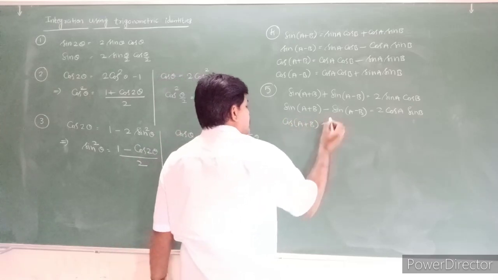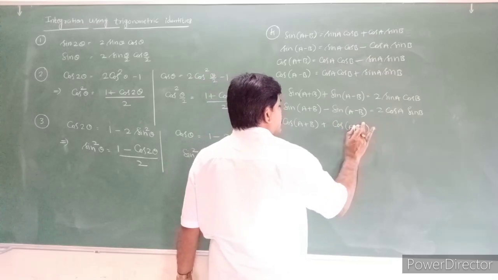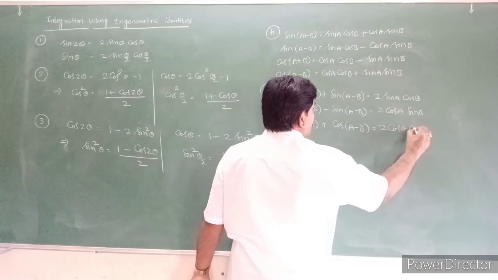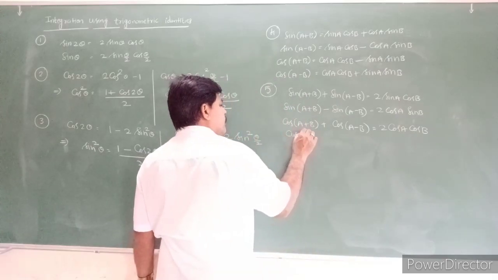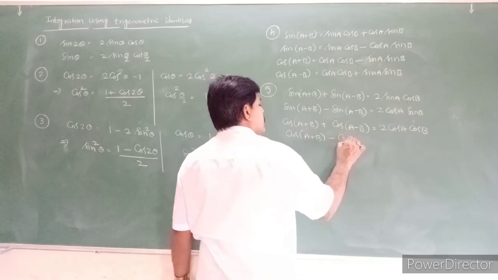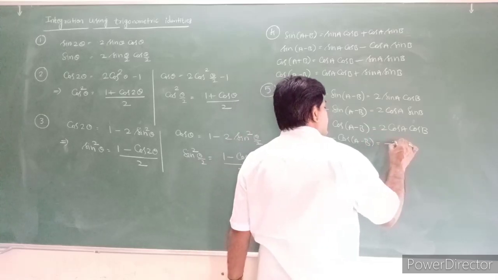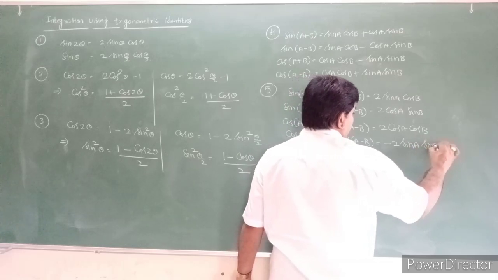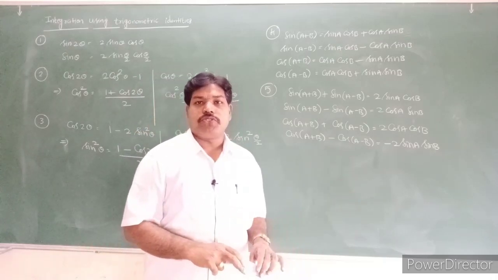And also cos of a plus b plus cos of a minus b is equal to 2 cos a cos b. And cos of a plus b minus cos of a minus b is equal to minus 2 sin a sin b. Very important formulas. These are the formulas you are going to use in the problems.